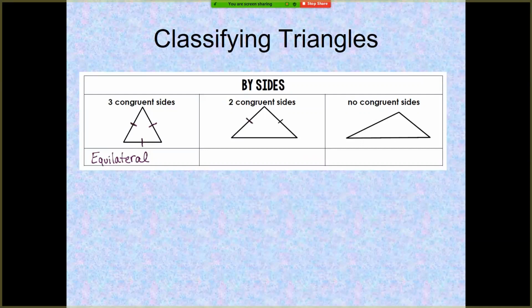If you only have 2 of these little markings, so you only have 2 sides that are congruent, that is called an isosceles triangle. So 2 congruent sides means you have an isosceles triangle. If you have a triangle that has no congruent sides, so none of the sides are the same length, that's called a scalene triangle.